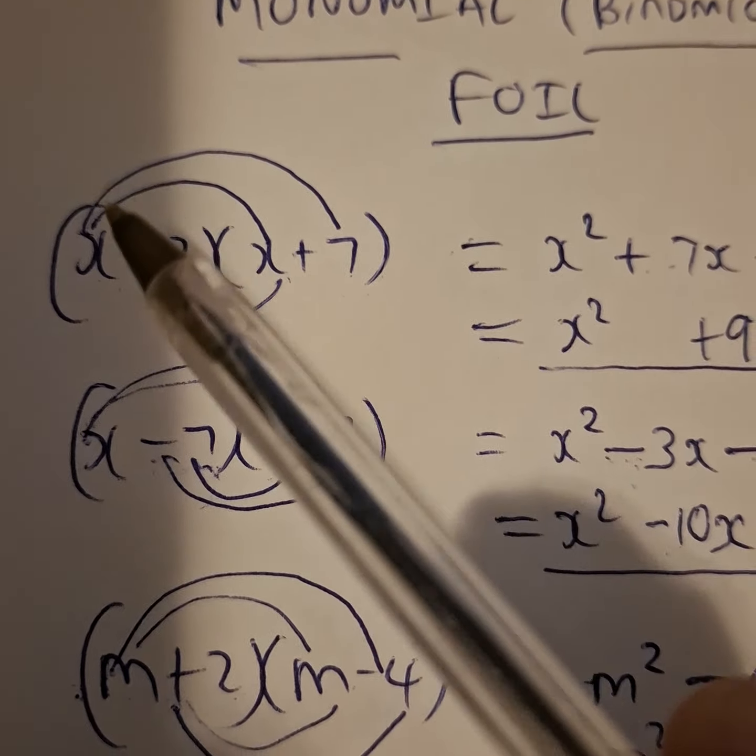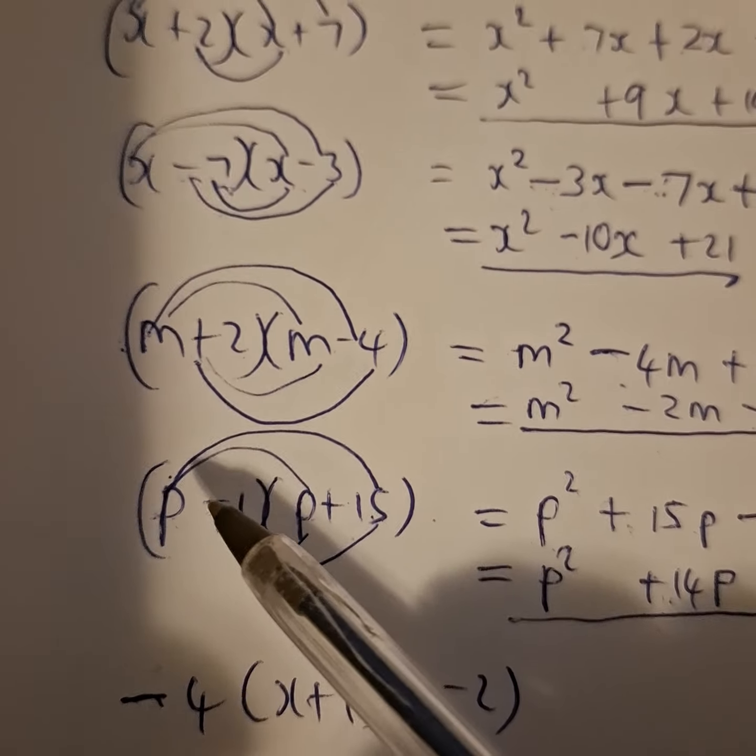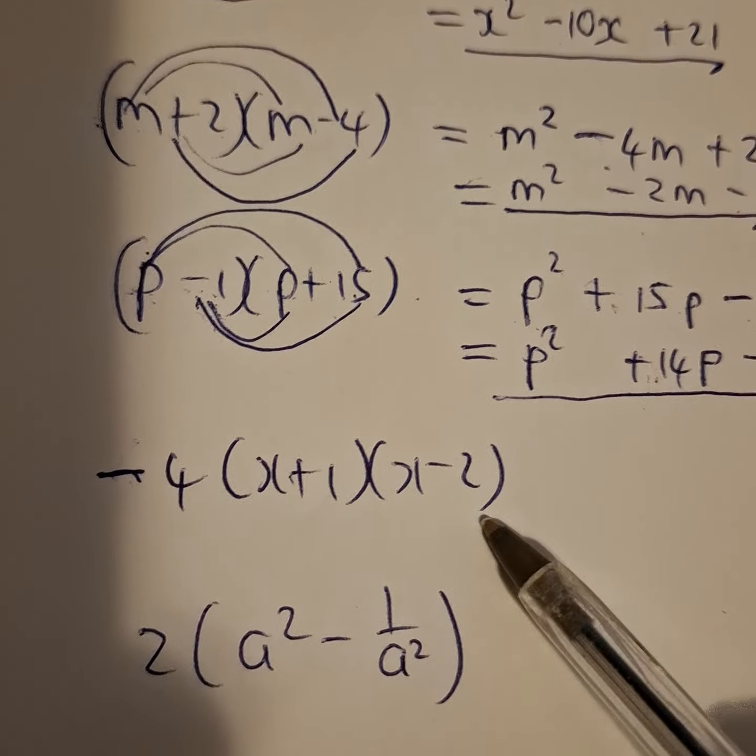We apply FOIL here because we recognize that there are two terms inside the bracket.